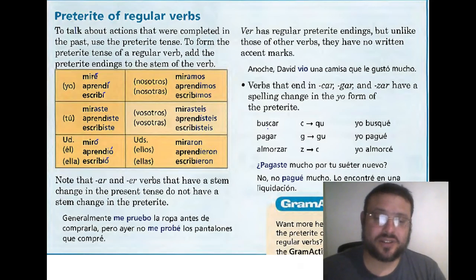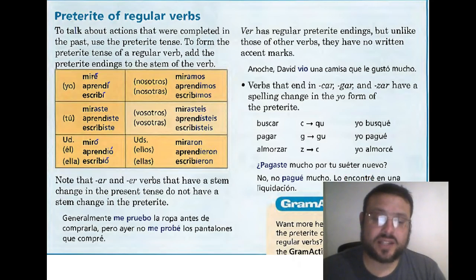Look at some examples here. Pagaste mucho por tu suéter nuevo, right? Did you pay a lot for your new sweater? And I'm saying I didn't pay a lot. No pagué mucho. So yeah, pagué, it's just like here with pagar. No pagué mucho, lo encontré. I found it. Lo encontré en una liquidación. I found it on sale.